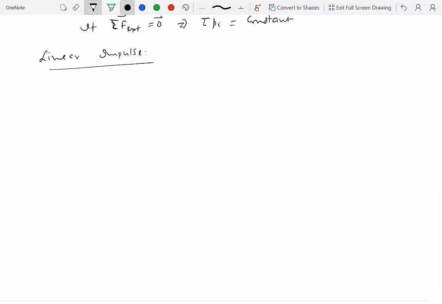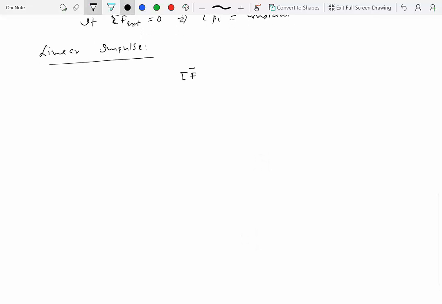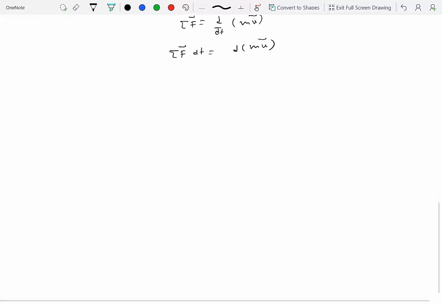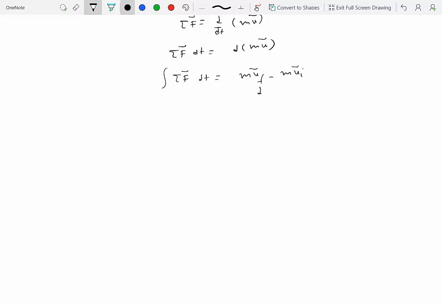Concept of linear impulse. What is that? We know that sigma f is equal to d over dt of m times v. If I take dt on the left hand side, I get sigma f times dt equal to d(mv). And if I integrate it on both sides, I get sigma f dt equal to the change in linear momentum. So this would be mv final minus mv initial. So v final is the final velocity and v initial is the initial velocity.